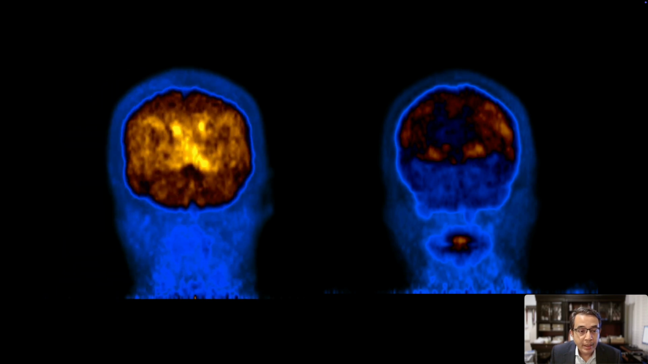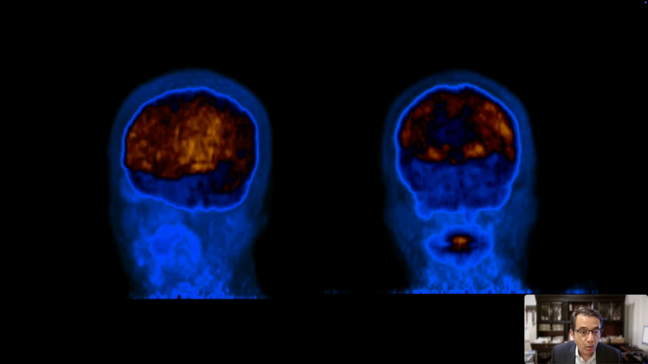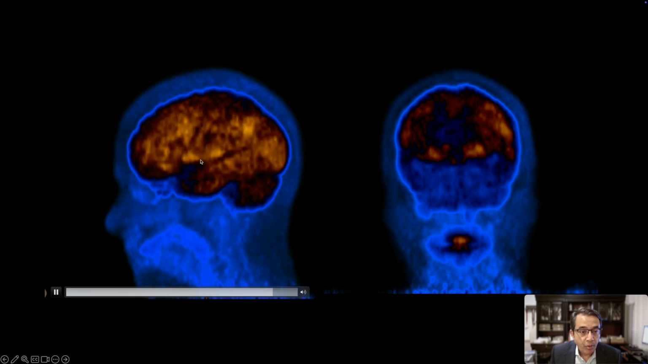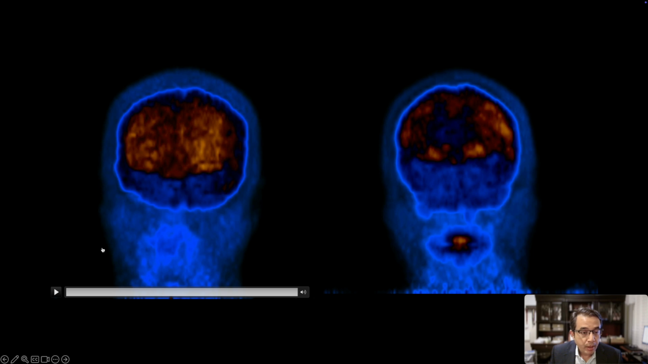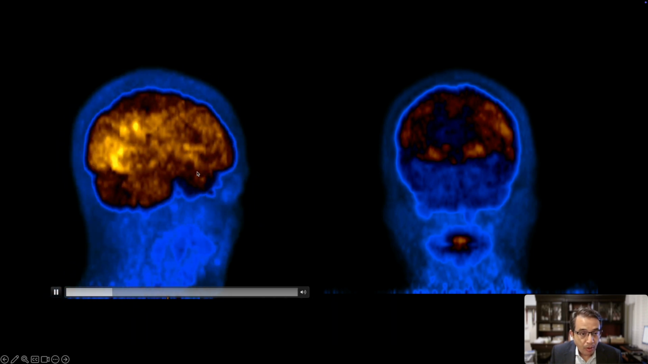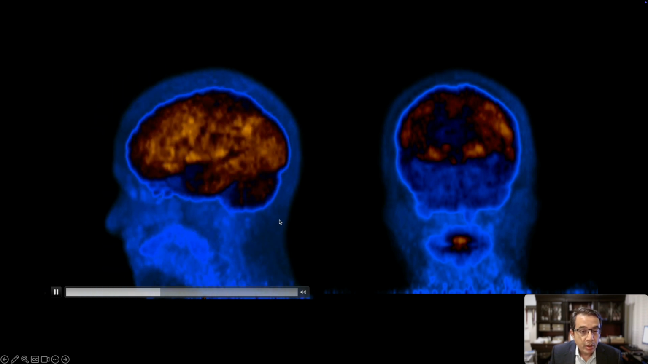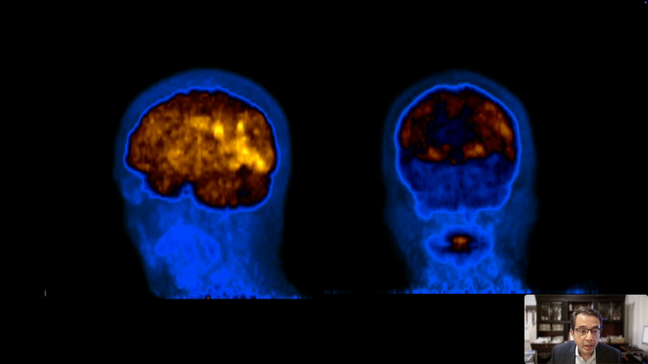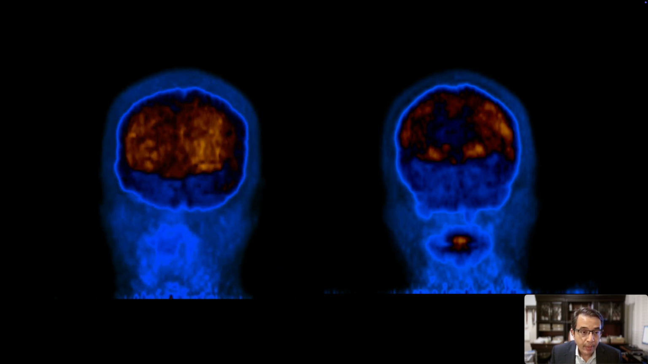The most intense structures in the brain are the visual cortex that we see right there, followed by the subcortical nuclei, and followed by the rest of the cortex, the frontal, parietal, temporal lobes, and also the occipital lobes are pretty active, and the activity is normally symmetric.